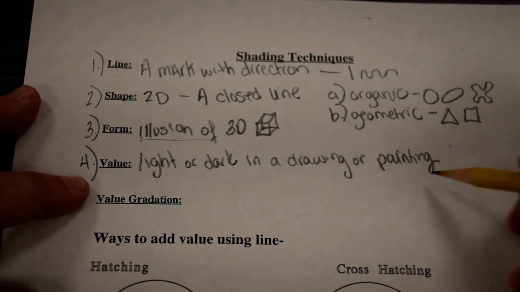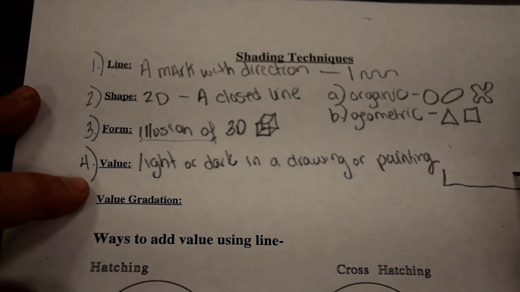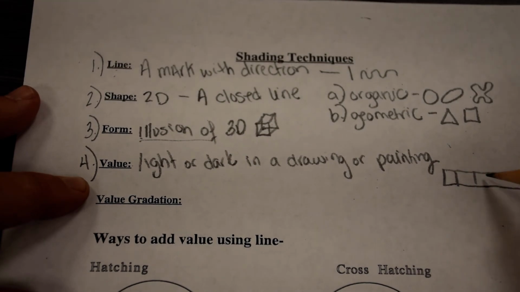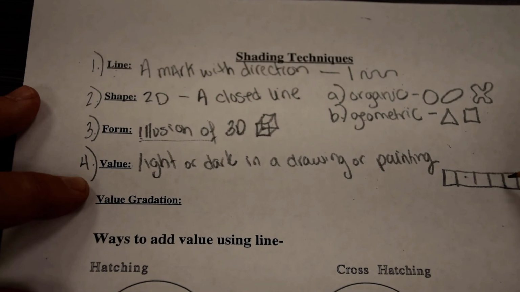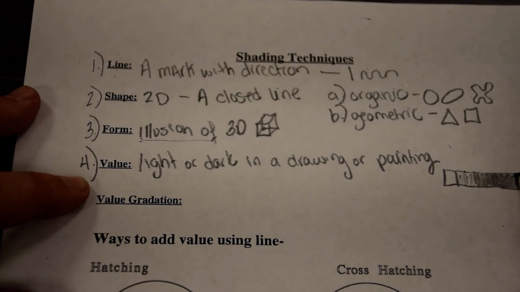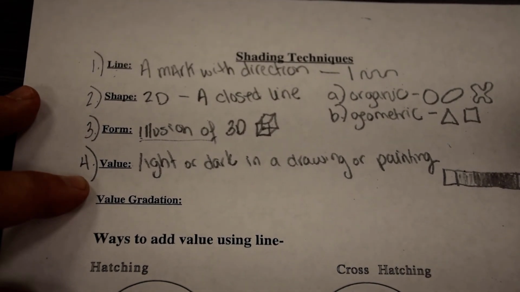Okay. There's this thing called a drawing scale, and it can have lots of different sections. This one only has 1, 2, 3, 4, 5, 6. The first one's going to be white. Next one's going to be slightly darker. Next one's a little bit darker, and then even darker. Let's see if I can go that dark with my pencil. And the last one would be black. So that's a scale. Okay?